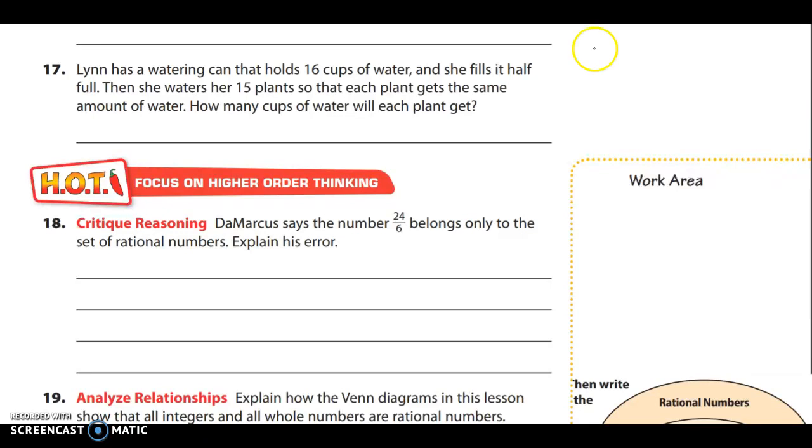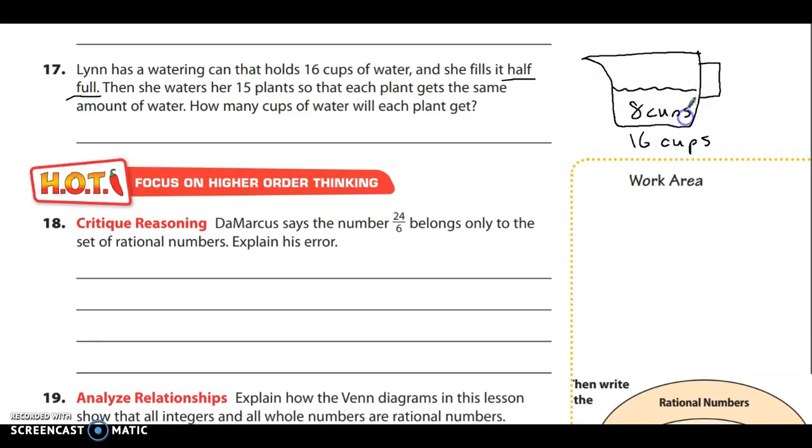I could draw a picture. I could do a watering can. I'm not the best artist here, but I'm going to draw a watering can. And that, of course, is the spout. And the whole thing is 16 cups. That's how full it could be, but she doesn't fill it up. It says she fills it half full. So how much water does she have? Well, half of 16 is 8 cups.